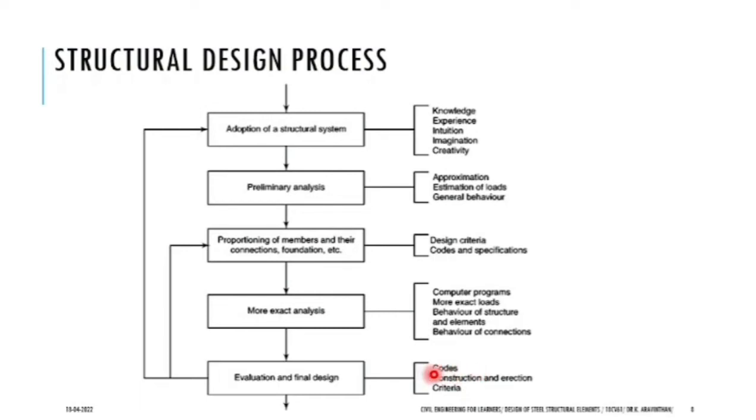So when you are checking, if it is failing, what you have to do? You have to go back to the first process. You have to redesign your structural connection and check the preliminary analysis, proportioning, and you have to come up with the final design. If this design is well within the limit, then the process stops. If it is safe in all aspects, then only you stop the process.